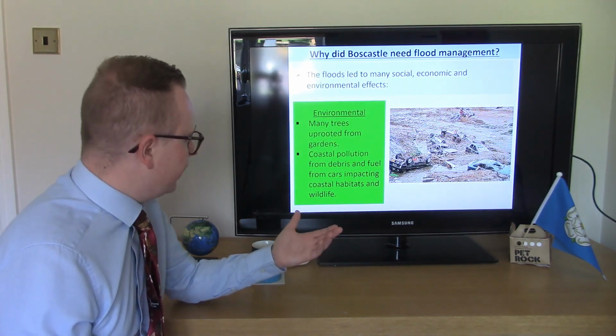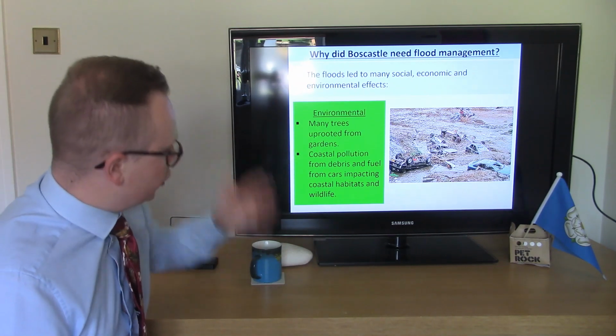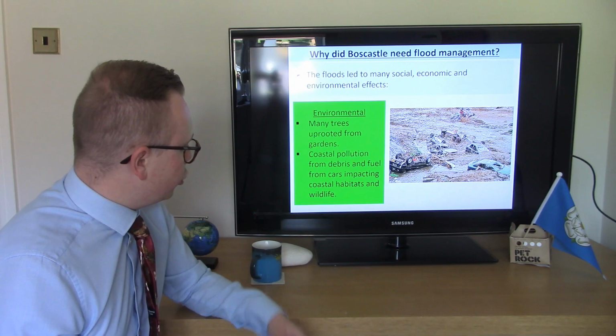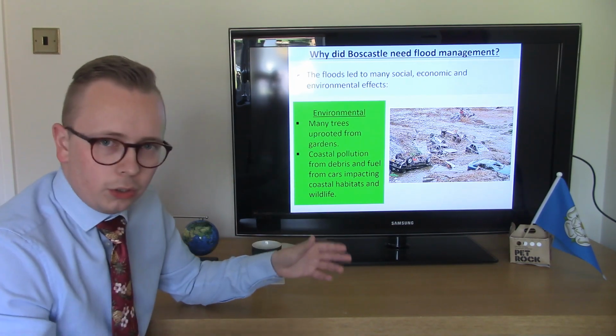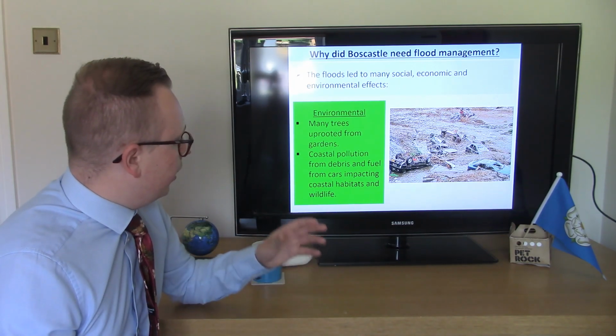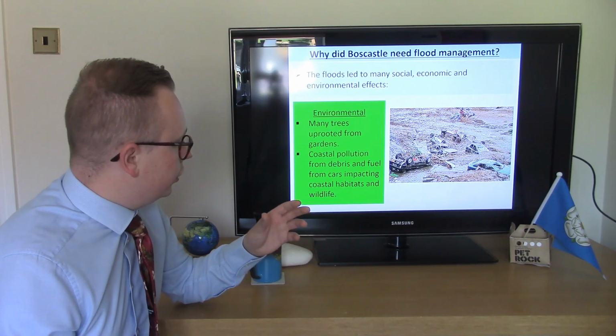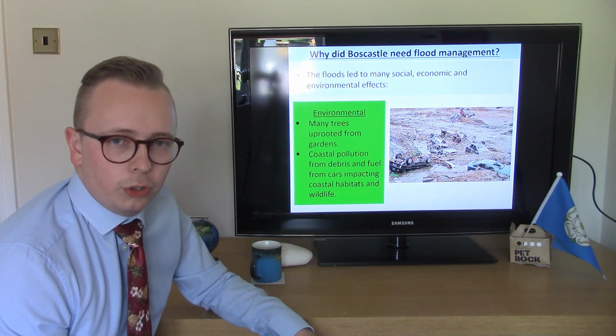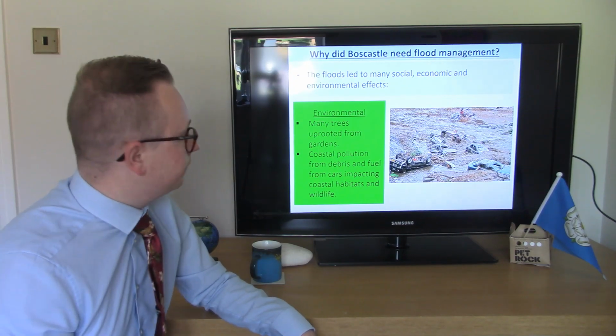And also some environmental effects. I already mentioned trees, lots of trees uprooted out of gardens and the surrounding landscape. And actually a lot of coastal pollution. We are very close to the coast here. Debris in the floodwaters and the cars in particular, and the fuel that they're carrying, impacted negatively on the coastal habitat and therefore the wildlife.